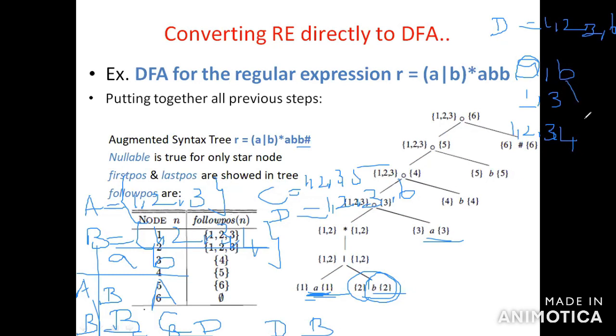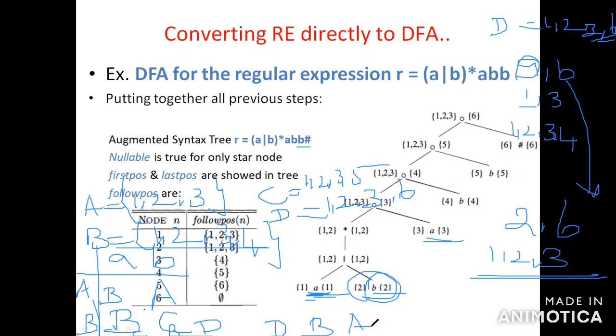Now you can calculate for the B positions. Here 2 is for B and another 6 is for B, so 2, comma 6. The follow position of 2 is 1, 2, 3. The follow position of 6 is empty. So the final answer is 1, 2, 3. What is 1, 2, 3? It is A. So D, comma B is A. Now you have got the idea how to convert RE to DFA.